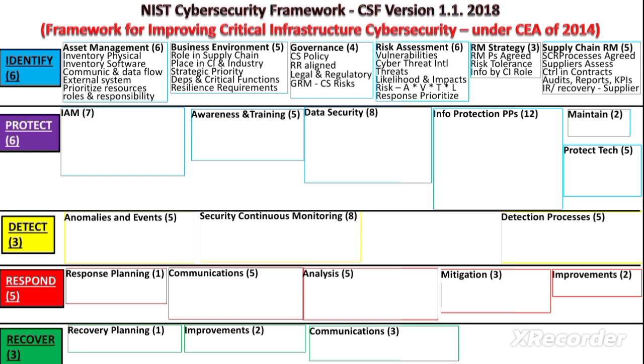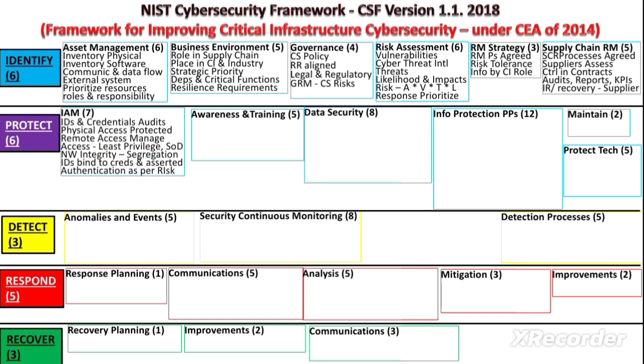Then next is the protect. So in identity and access management, there are sub activities like you have to audit the identities and their credentials, and then you have to ensure that the physical access is protected, and also the remote access is also protected. And then you have to grant access on the principle of least privilege or the separation of duties. Then you have to ensure the integrity of your network by introducing segregation or separation between different networks.